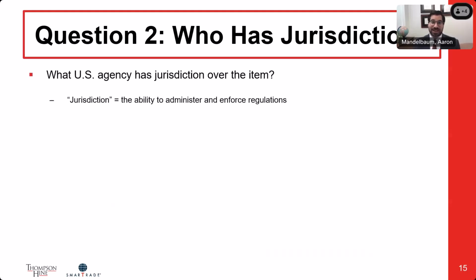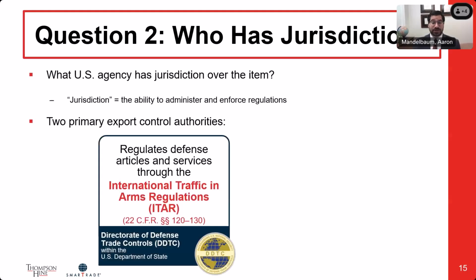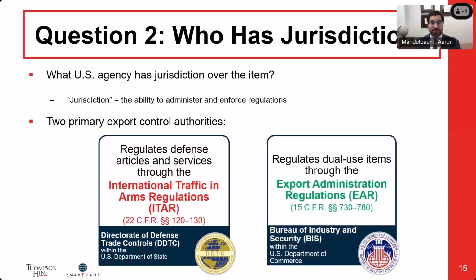Jurisdiction is just a very fancy legal word meaning who has the ability to administer and enforce regulations over the item. And when we talk about U.S. export controls, there are two primary agencies that do so. The first is the International Traffic in Arms Regulations, or ITAR, which is administered and enforced by the Directorate of Defense Trade Controls, or DDTC, within the State Department. And the second is the Export Administration Regulations, the EAR, which regulates dual-use items. That's administered and enforced by BIS, the Bureau of Industry and Security, within the Commerce Department.